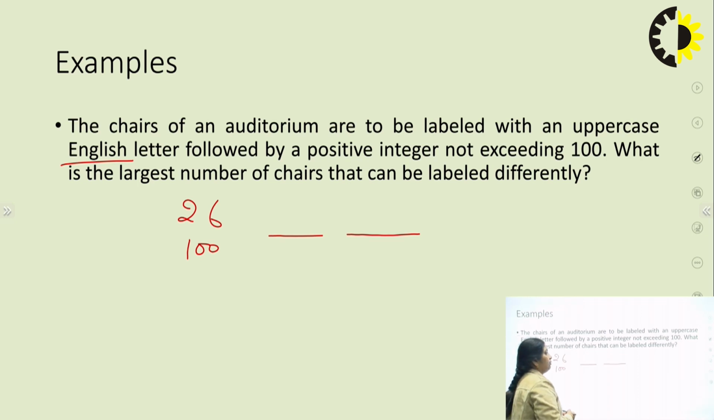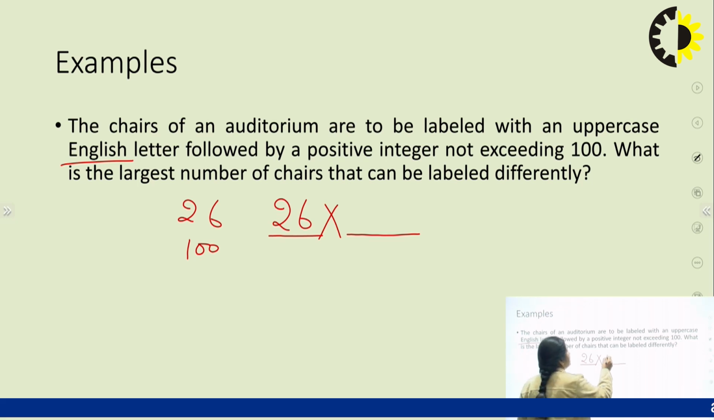Firstly, it can be divided into two parts. First is deciding the alphabet. What could be the alphabet? How many options do we have? 26. Among these 26 uppercase letters, I can select any one. I have 26 ways to select the English letter. Now this is to be followed by a positive integer. What could these integers be? Integers not exceeding 100, so up to 100. How many ways are there?